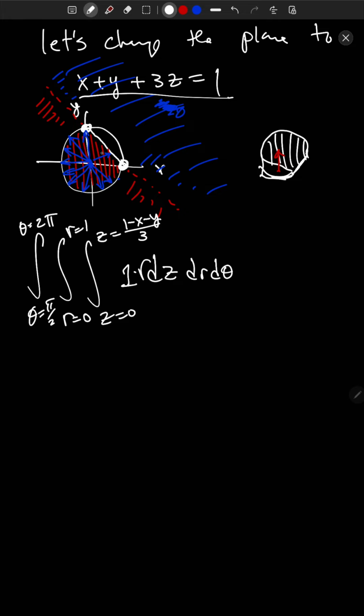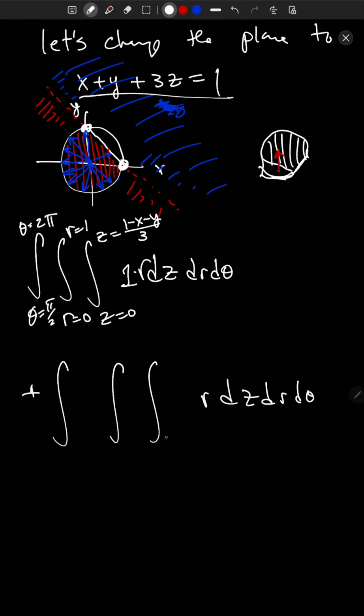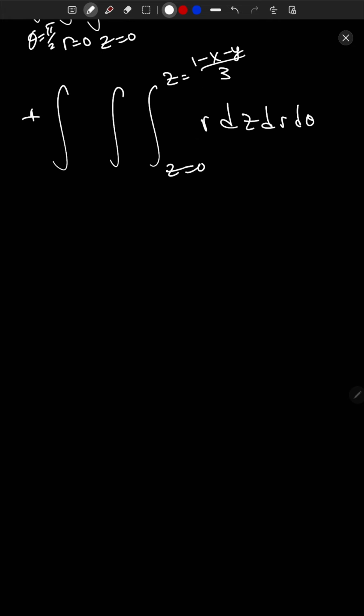All right, so that covers everything except this first quadrant portion of our integral. The first quadrant portion is going to have to be, let's see, so we're doing r dz dr d theta, z equals 0 still, to z equals 1 minus x minus y over 3. And now the question is, r goes from what to what? So let me draw the picture again. So just this portion here, we're going from r equals 0 to the line, all right? So r equals 0 to the line.